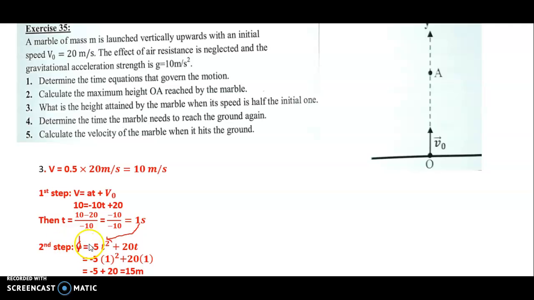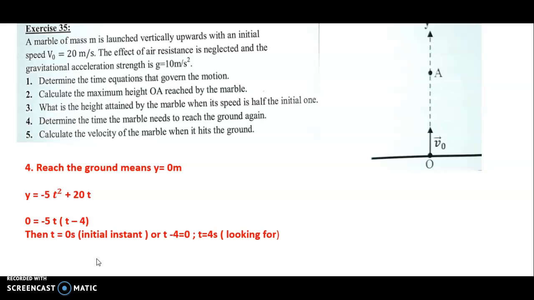In the second step, y equal minus 5t squared plus 20t. Substitute 1, we get minus 5 plus 20, so this is 15 meters. Here d is the distance covered, or it's actually y minus y0, and y0 is 0, so d equal y in this case.